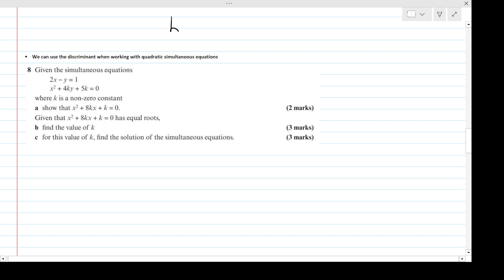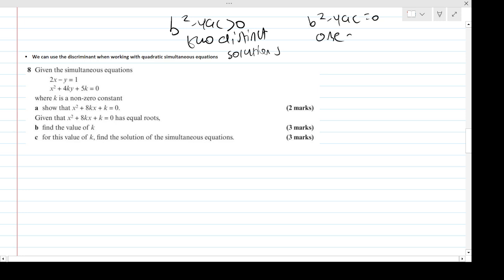So remember, if it's greater than 0, it has two distinct solutions. We covered this in chapter 2 with quadratics. Or if b squared minus 4ac equals 0, we get one distinct solution. Or if it's strictly less than 0, negative, it has no real solutions. So that should be a reminder from the work on discriminants we did earlier in the quadratics chapter.